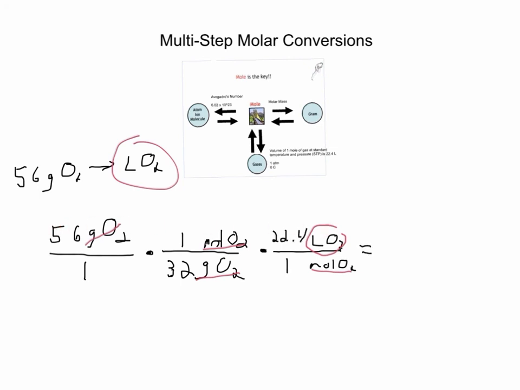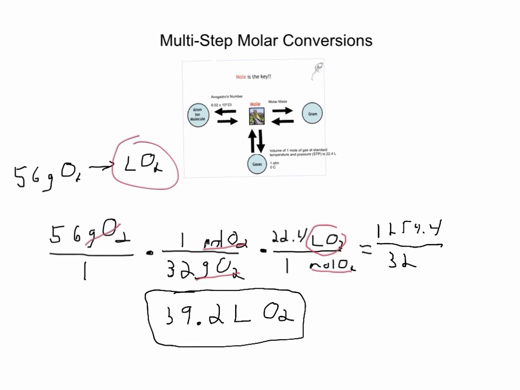Multiply across the top, multiply across the bottom. And on top I get 1,254.4. On the bottom I get 32. I do the division, and I end up with 39.2 liters of oxygen gas.